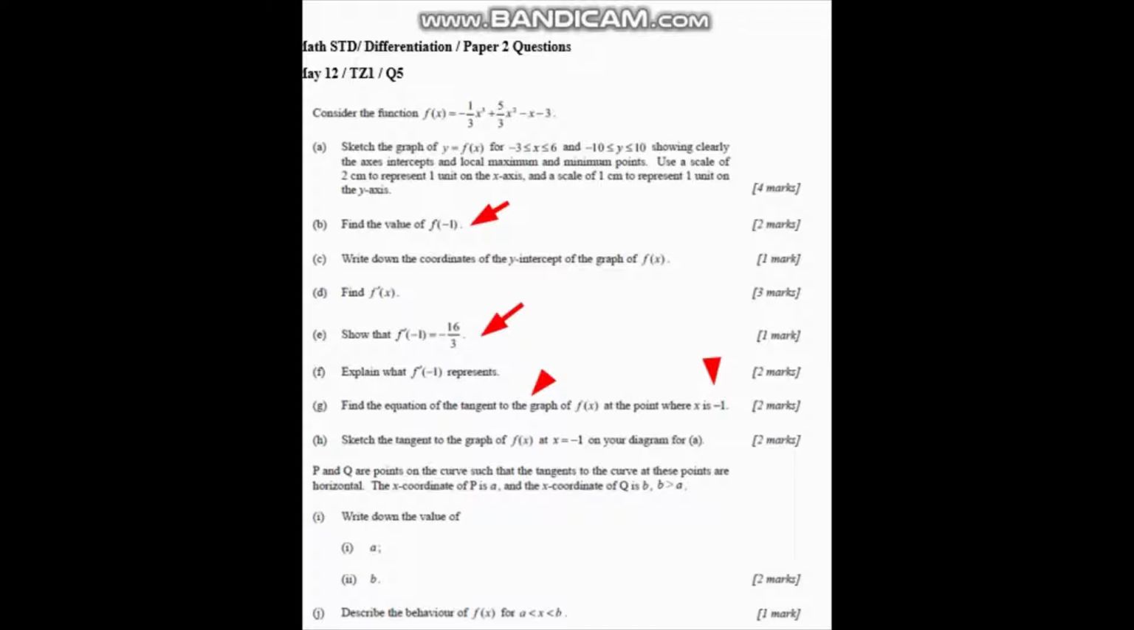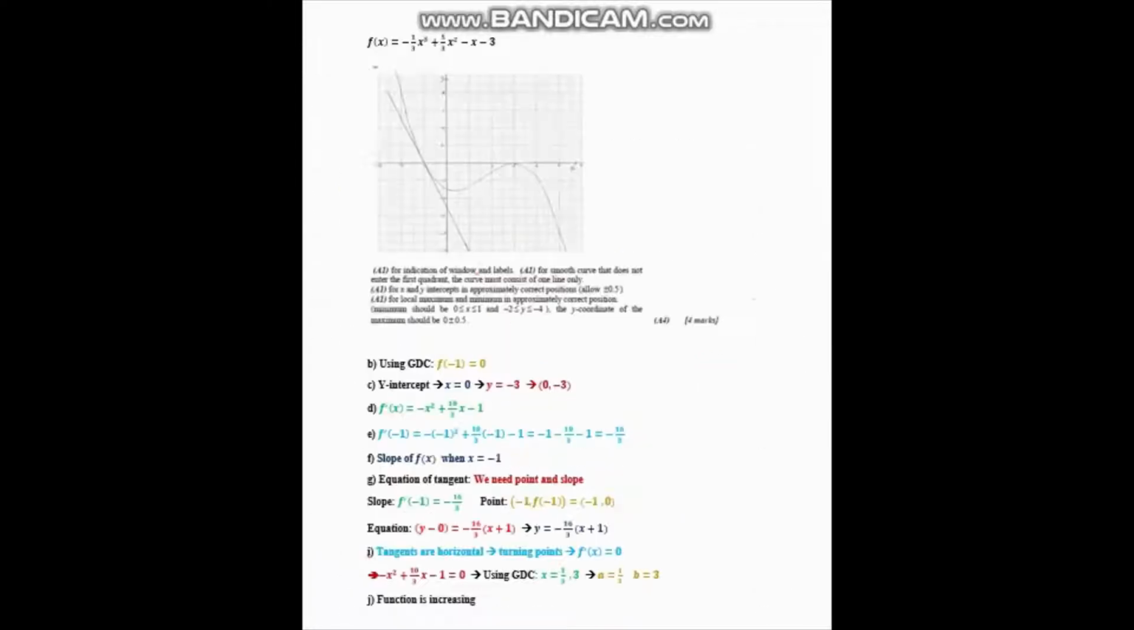I just need to substitute into the point slope formula. So there is my slope, there is my point, -1 and f of -1, which I know from B, is 0. Hence my point is -1, 0. So I plug into the point slope formula, and this is the final equation that I get.